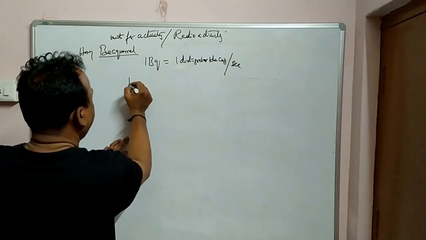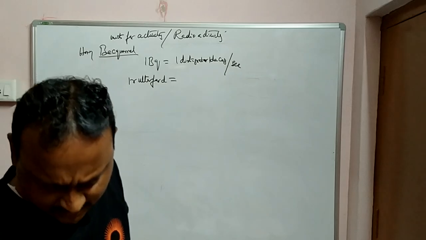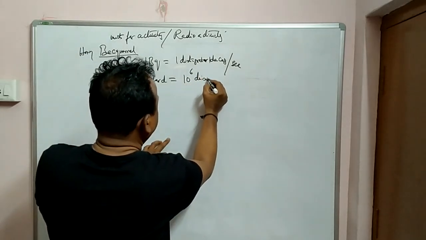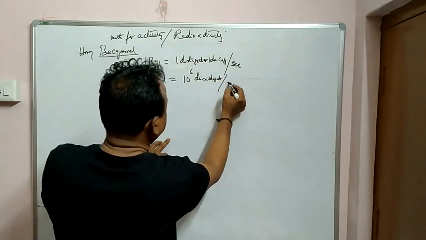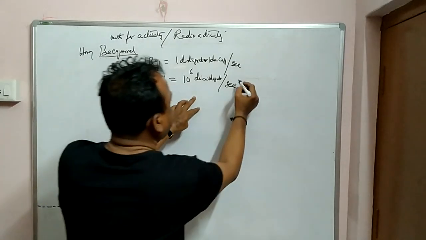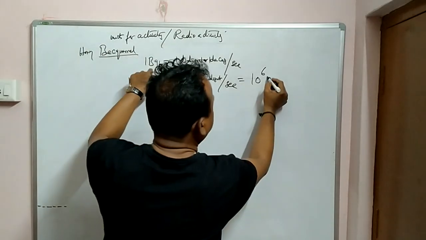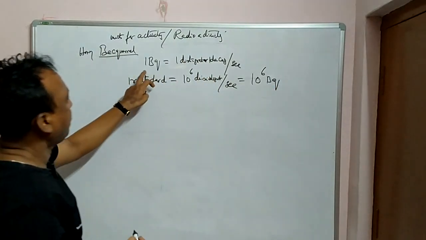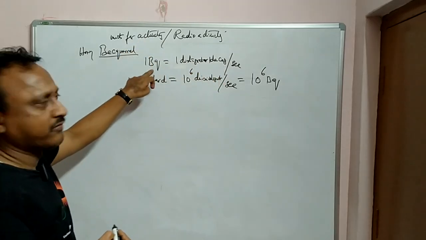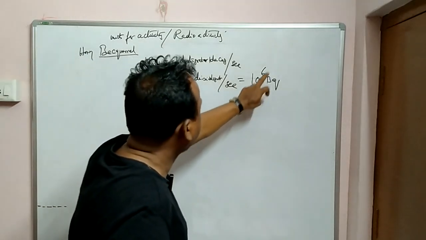Another unit, 1 Rutherford, named after another scientist. 1 Rutherford is taken as 10 power 6 disintegrations per second or decays per second. And this is also equal to 10 power 6 becquerels, because 1 disintegration per second is equal to 1 becquerel. So 1 becquerel is the unit for radioactivity or activity. 1 disintegration per second is equal to 1 becquerel, and 1 Rutherford is equal to 10 power 6 disintegrations per second, or 10 power 6 becquerels.